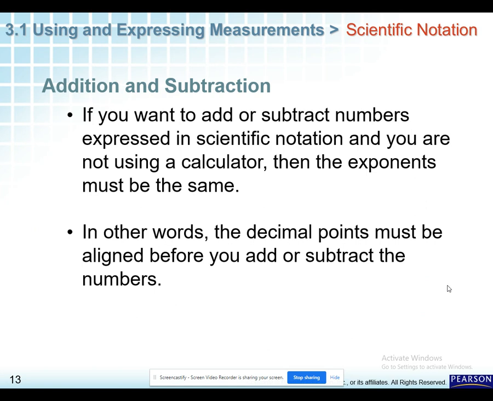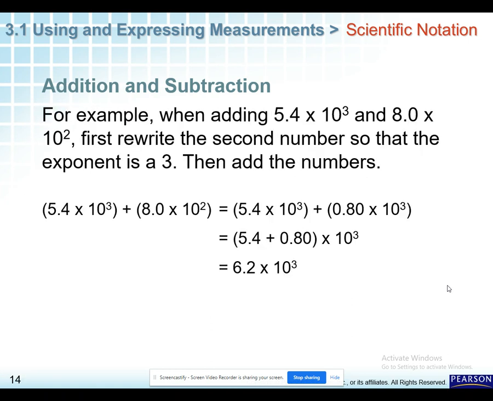Addition and subtraction are a little bit different. I don't make you guys add and subtract numbers in scientific notation for homework because most things that you see in science are going to be adding or multiplying or dividing. So I just tell you how to add. So if you want to add or subtract in scientific notation and you're not using a calculator, all you have to do is make sure that your exponents are the same. So in other words, when you make your exponents the same, the decimal points add up.